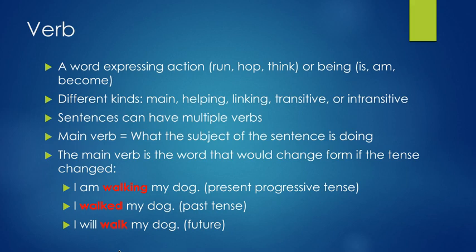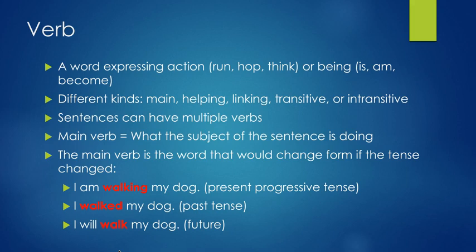Another way that you can look for main verbs in sentences is to do the tense test, where you change the tense of the sentence, and whatever word changes form is the word that would be the main verb. So to give you an example, if I say, I am walking my dog, you'll notice that there's a couple of verbs there, am and walking. And you might be like, okay, well, which is the main verb? We've got two. How do I figure this out?